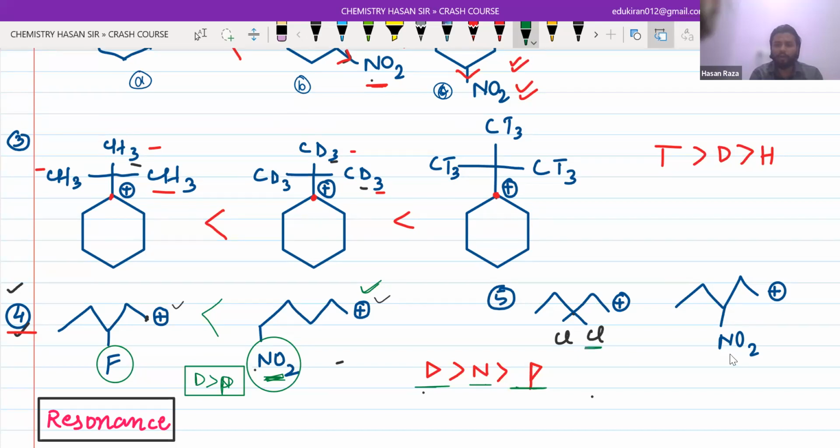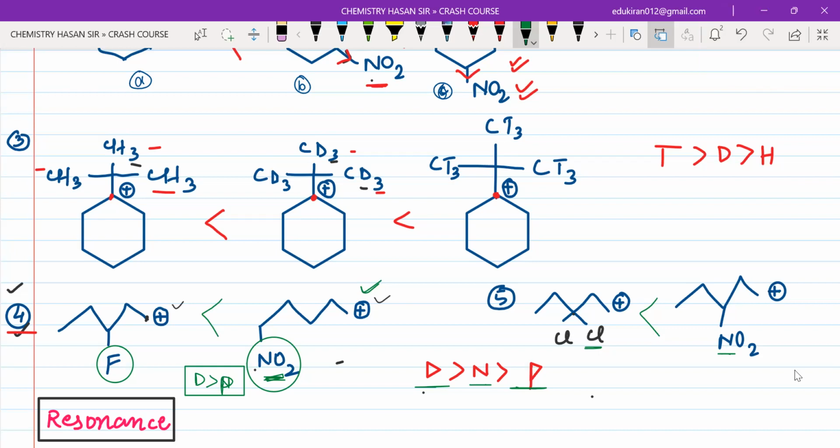Cl is there, NO2 is there at the same position. So you know that carbocation is facing problem for electron and chlorine is withdrawing electron. NO2 is also withdrawing electron. But there are two chlorine which will withdraw more and more electron than one NO2. So this will be the order. Is that clear, everyone? Please do respond.